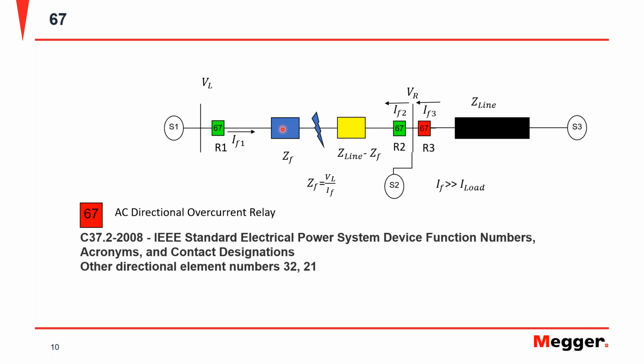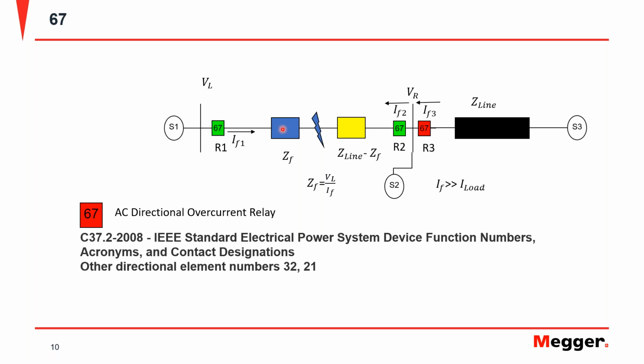The 32, directional power, is different from the 67 in that it is not looking for the directionality of the fault, but it's mostly looking for whether the flow of power in the system is happening in one direction or the other. And it also has thresholds that you can configure to know whether the power that is going in one direction or the other is greater than a particular value that you want to prevent the flow of.